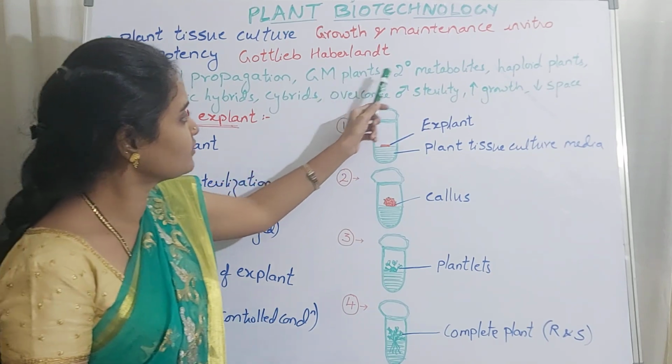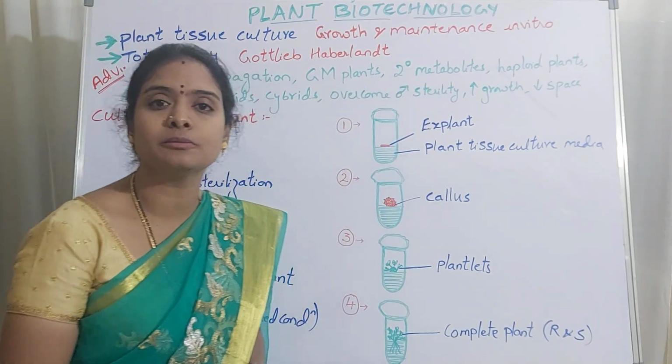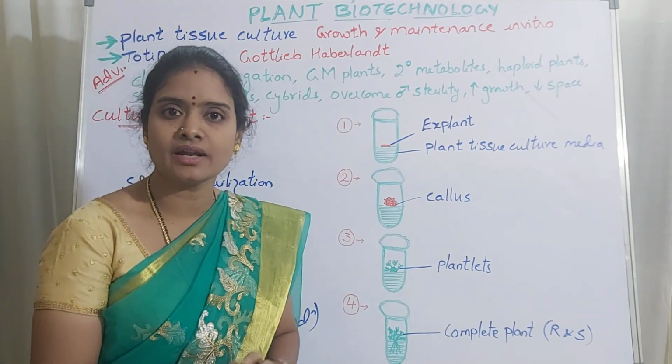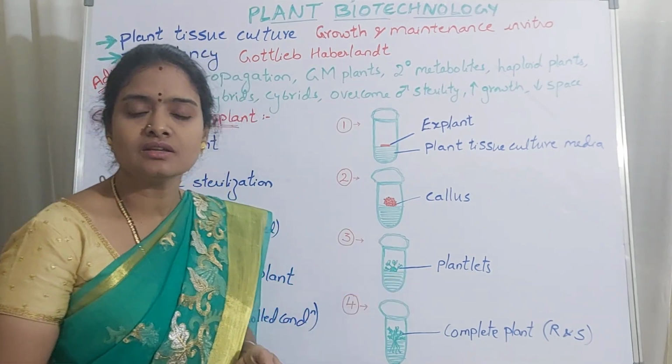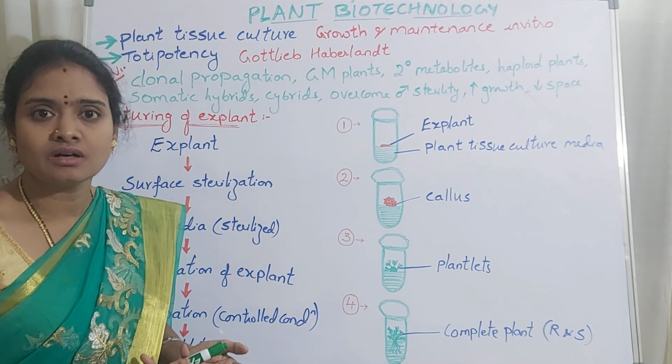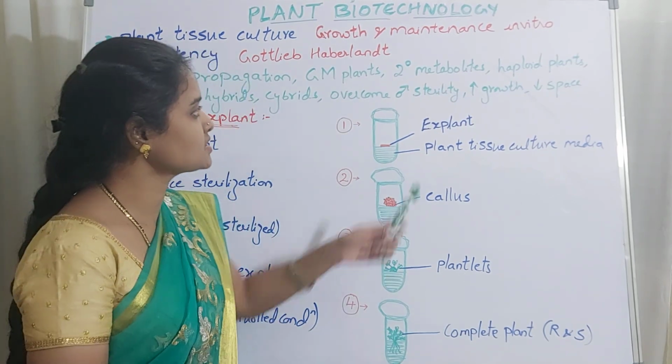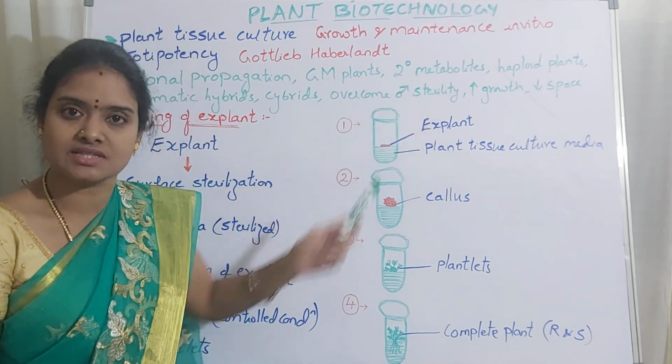Then another advantage is to produce secondary metabolites. Secondary metabolites are the products of plants like terpenes, or you can say the fragrance of the flowers, or the medicinal oils from the leaves. All these can be produced by using the cells.